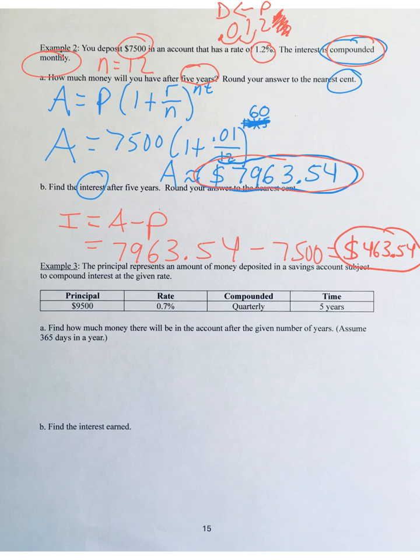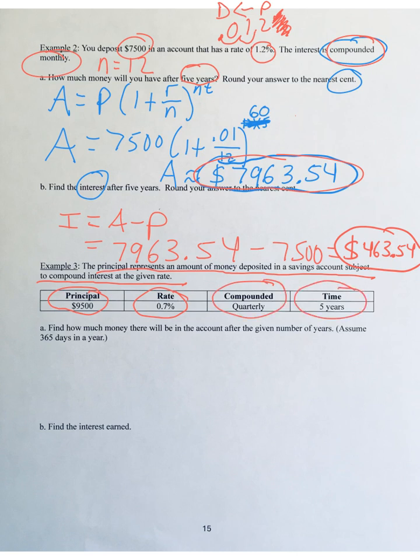Okay, let's try another one with how the homework likes to phrase these types of questions. So if I look at example 3, it says the principal represents an amount of money deposited in a savings account subject to compound interest at the given rate. So the principal, they say in this chart, is $9,500. The interest rate is 0.7%, compounded quarterly. The time frame is 5 years.